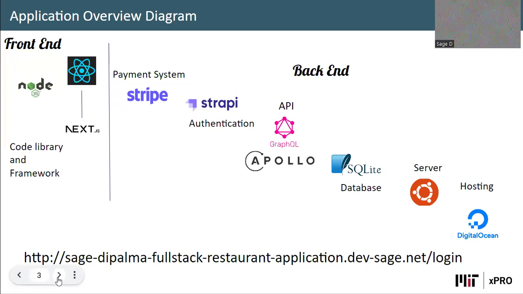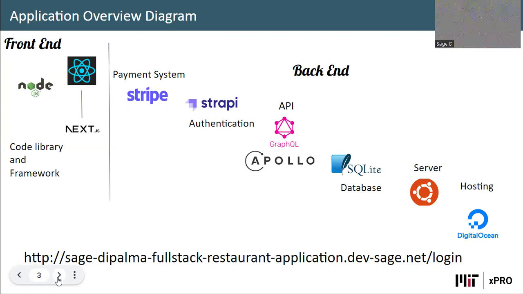We start out here in the front end with Node.js, then we have React, as well as Next, the code libraries and framework. Then if we go into the back end, we have Stripe, the payment processing system, Strapi for authentication, as well as GraphQL, the Apollo for the API. And then we have SQLite for the database, which already came with the starter code. I had a little difficulty with Mongo and ended up using this instead and sticking with that.